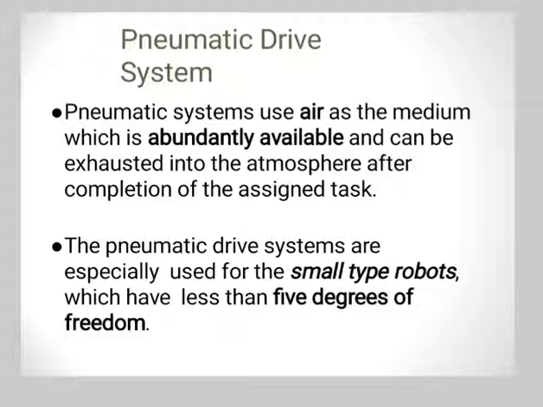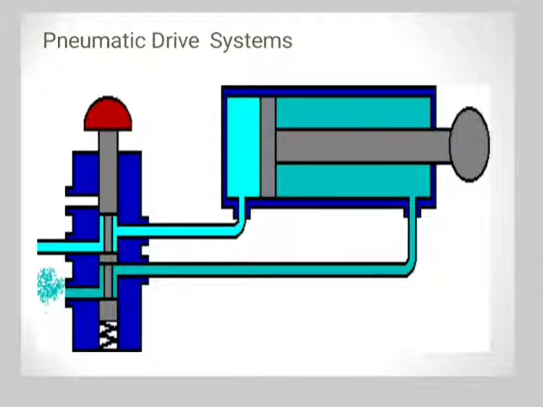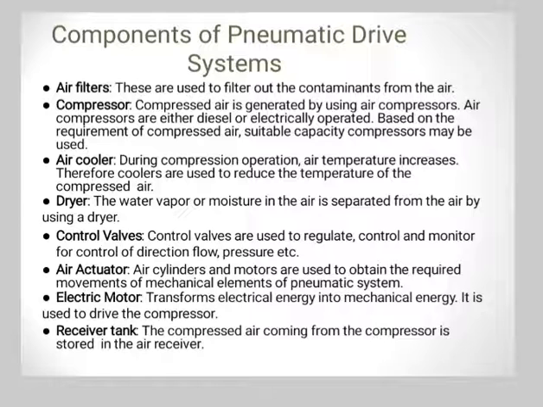This drive system can produce rotary movements by actuating rotary actuators. The traditional movements of sliding joints can also be provided by operating the piston, and the price of this system is less when compared to the hydraulic drive. The drawback of this system is that it is not a perfect selection for faster operation. Here the pneumatic drive system diagram is given. The components of a pneumatic drive system are air filter, compressor, cooler, dryer, control valves, air actuator, electric motor and receiver tank.